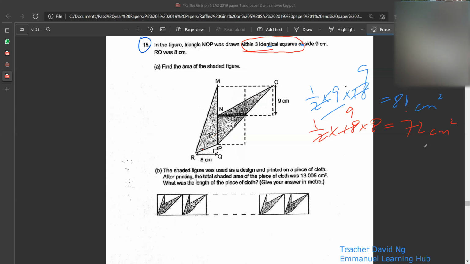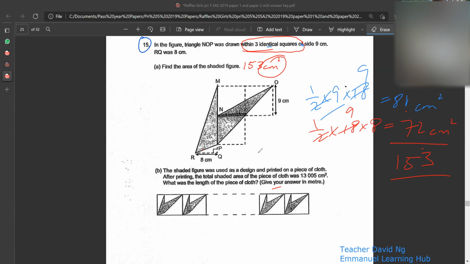Okay. So 81, 72. So obviously add together, you get the area of the shaded figure, right? So 153. Okay, for the answer don't write just 153. Write 153 cm square. Very important. No unit, no marks. If I mark the paper, no unit, no marks. I don't care if your answer is right or your working is right. I don't care. No unit, 0.